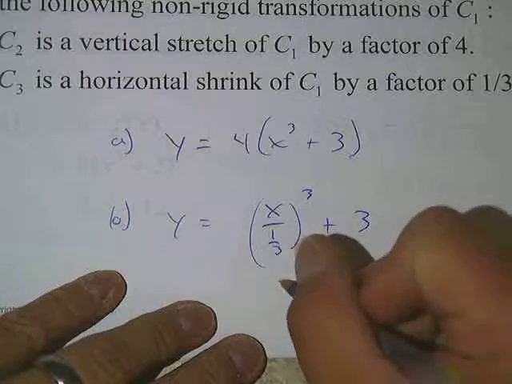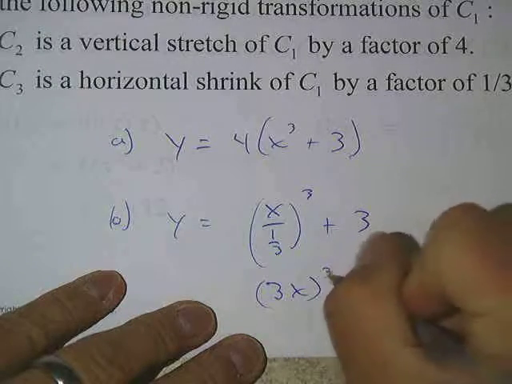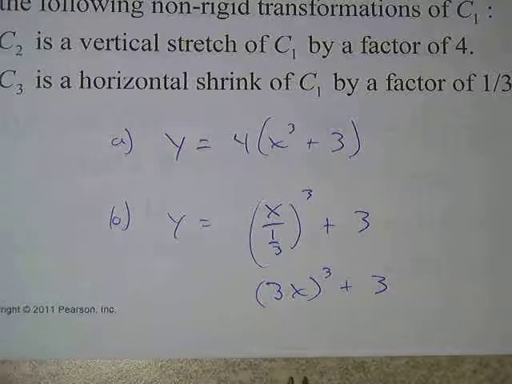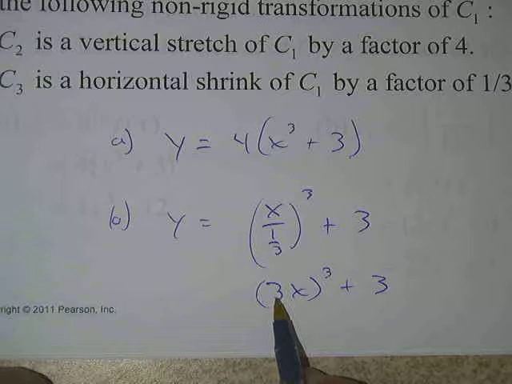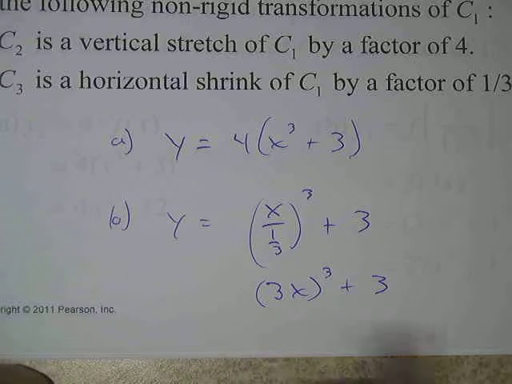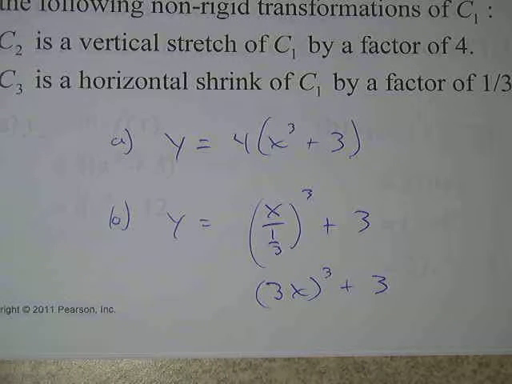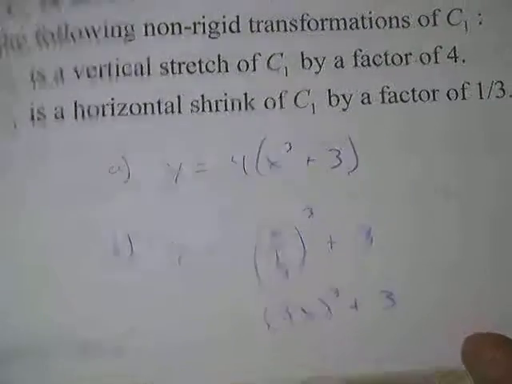cubed plus 3, notice again I'm directly affecting x this time, because that's what I want to create as a horizontal shrink. And then if we simplify this, of course, we don't want to leave it as 1/3. We would have what we had in that previous problem. It would be 3x cubed plus 3, and that would do it, wouldn't it? Okay, and just like the parabola, having a whole number there made it shrink, didn't it?